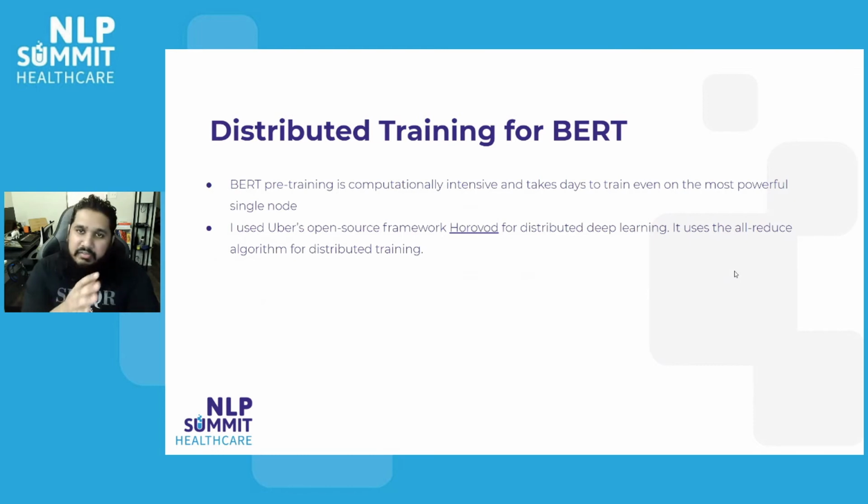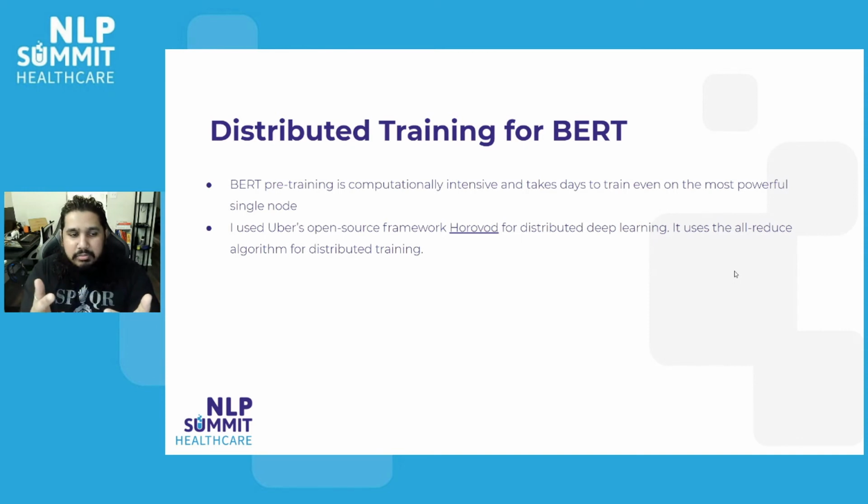So, distributed training for BERT itself. A major advantage of pre-trained models is their ability to adapt to specific tasks by using relatively small amounts of labeled data. But the base version of BERT has 110 million parameters. So pre-training is computationally intensive and takes days to train, even on the most powerful single node. And so that's the main reason why you need to use distributed training for BERT, basically to speed up your iteration. So how do you do distributed training?